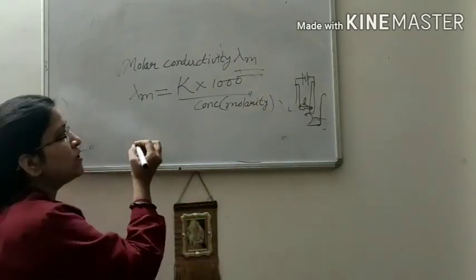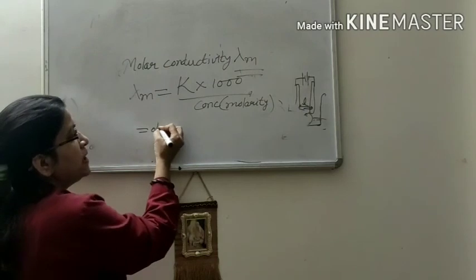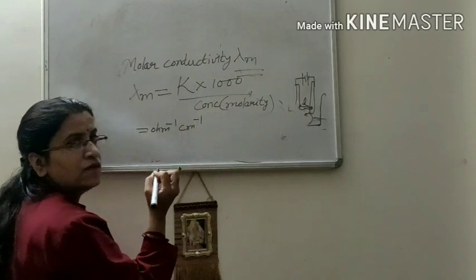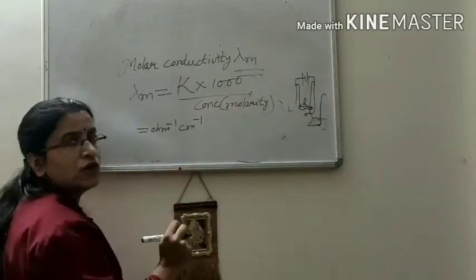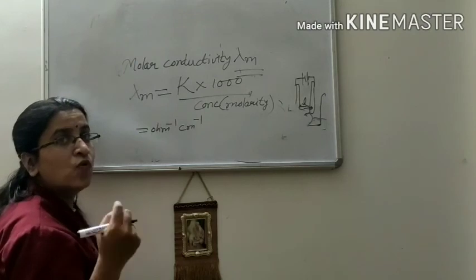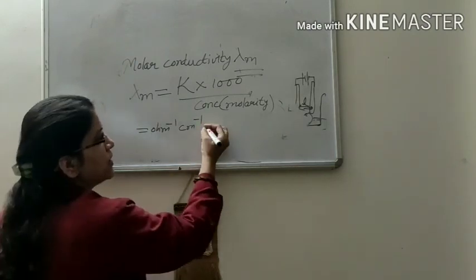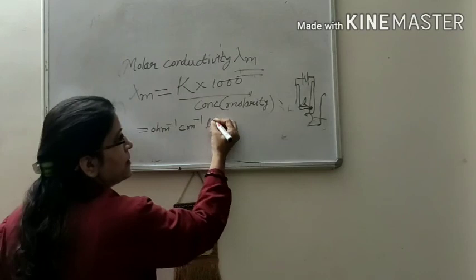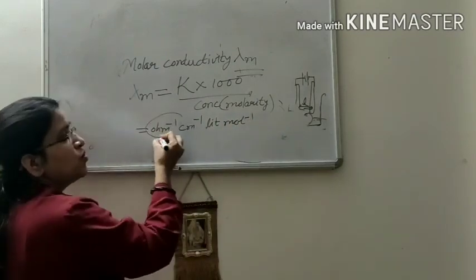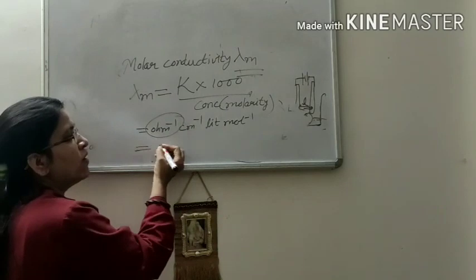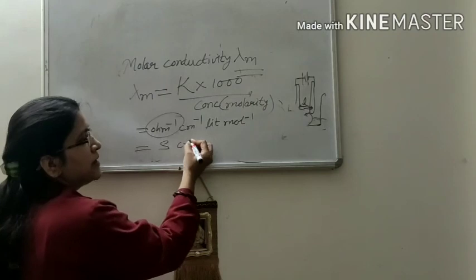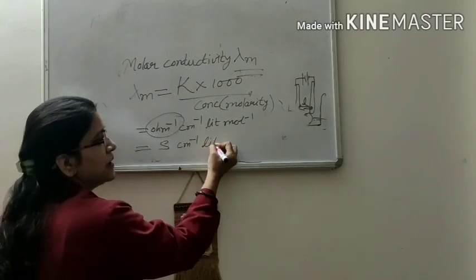So what is the unit of kappa? We learned it is equal to ohm inverse centimeter inverse. And what is the unit of molarity? We know that the unit of molarity is moles per liter. So here we write liter mole inverse. This ohm inverse is also called Siemens. So we get Siemens centimeter inverse liter mole inverse.